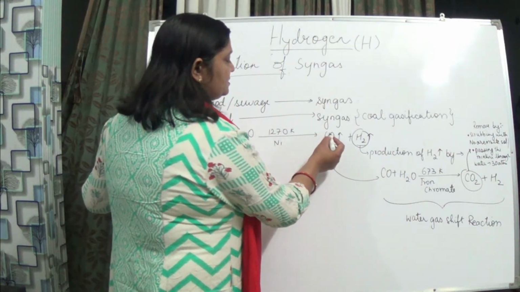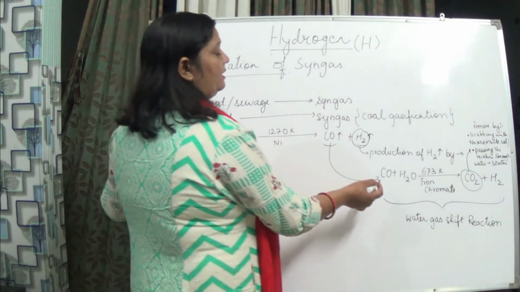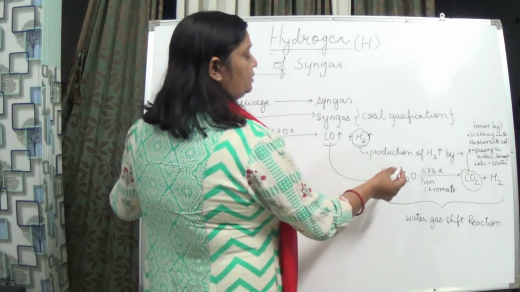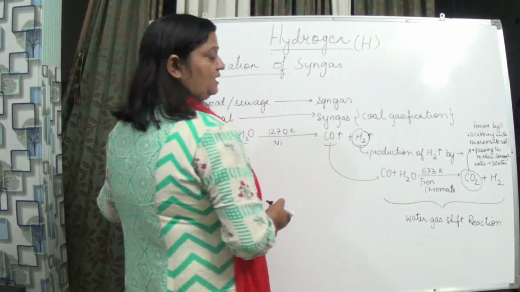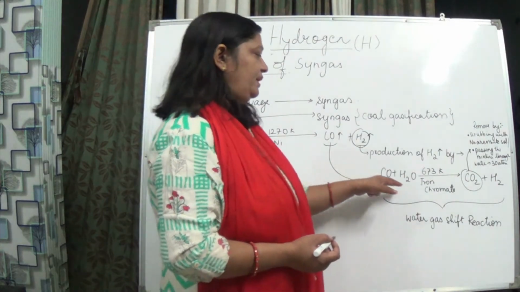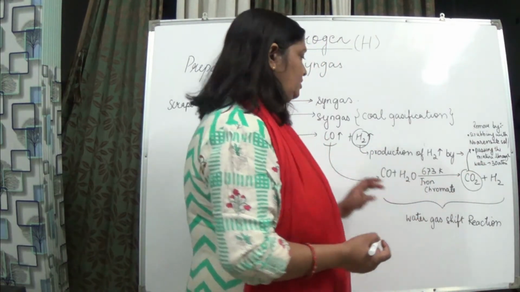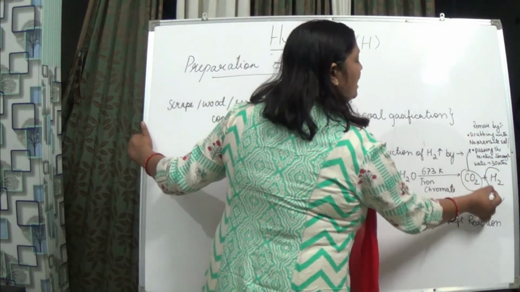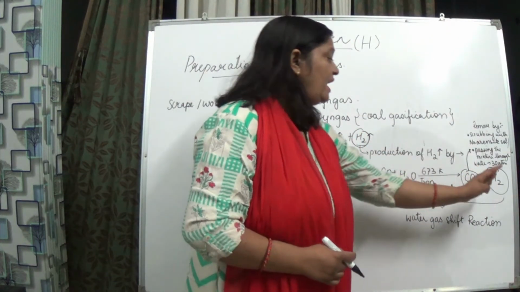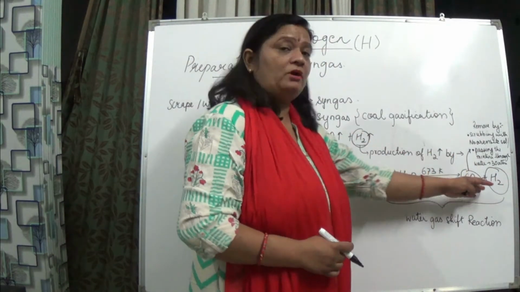So we can take this carbon monoxide which has been prepared, and we can again add water to it. When we add water at temperature 673 Kelvin, and yes, we are taking a catalyst over here, iron chromate, we are getting what? Carbon dioxide and hydrogen. So you can see again we have got hydrogen over here. So the production of hydrogen has been increased, isn't it? You can see from this CO only we have got hydrogen again.